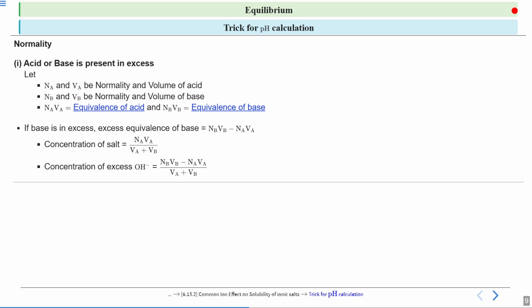We can also calculate the concentration of OH minus, because here we have base in excess. That excess base will give you a greater amount of OH minus, so the contribution is directly related to the OH minus. If you calculate the concentration of OH minus, you will get the contribution from base as well, and this will be given by the excess base equivalence divided by the new volume. I hope you are getting this point. So this is the first case.